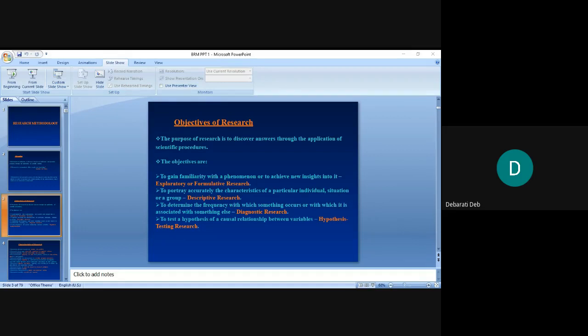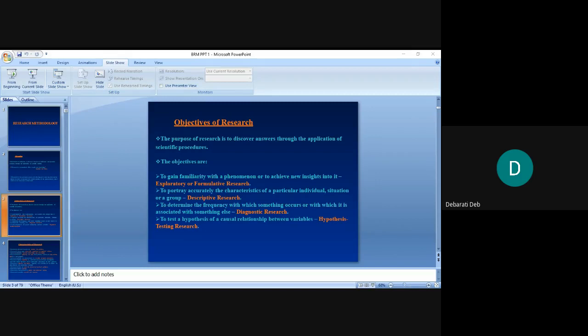So what you will do in descriptive research is that the phenomenon is already there. You don't want to discover something new. What you will do is go on to describe the homestays in Darjeeling. You will go on describing the age group of those who are running homestays as a business, or the number of rooms in each homestay, or the number of footfalls of travelers or tourists in the homestays. Like that, you will go on describing the situation or the group.